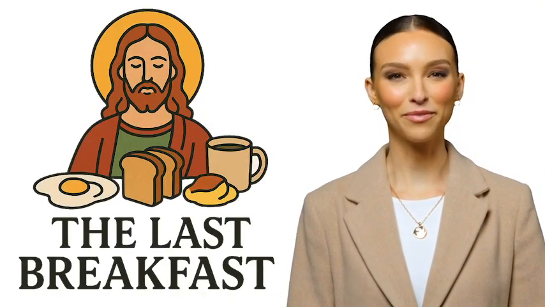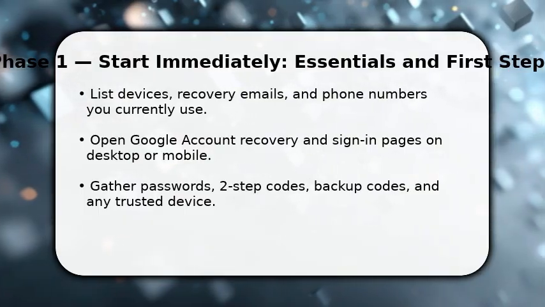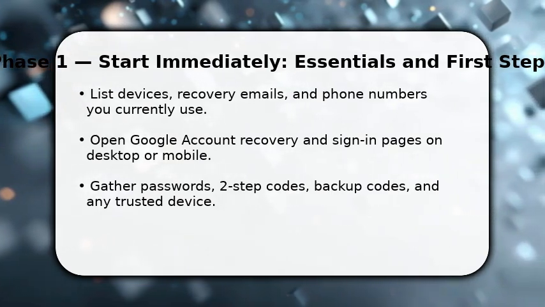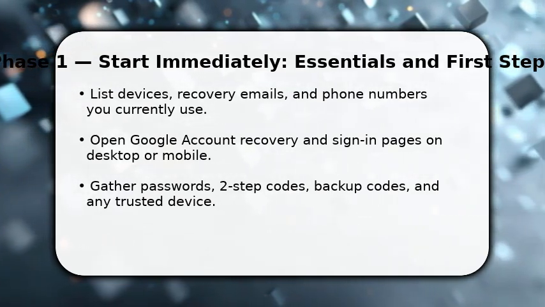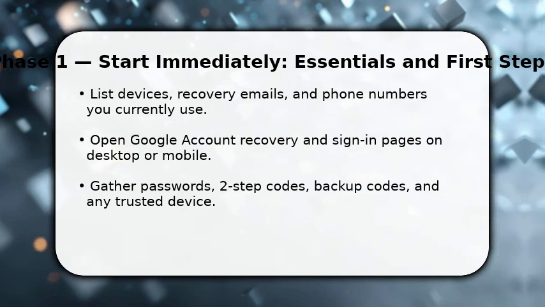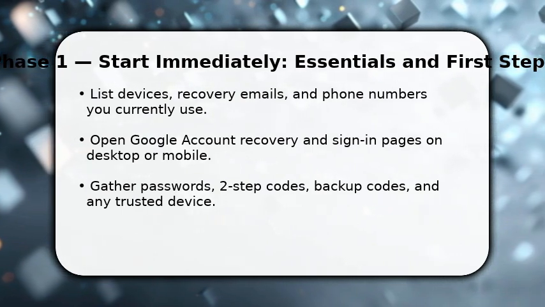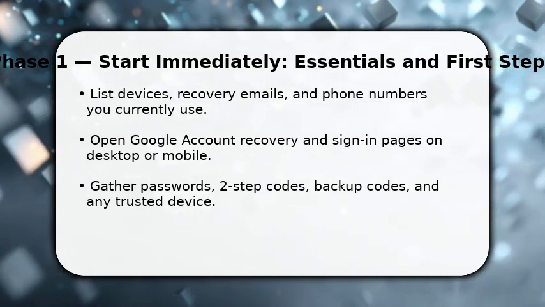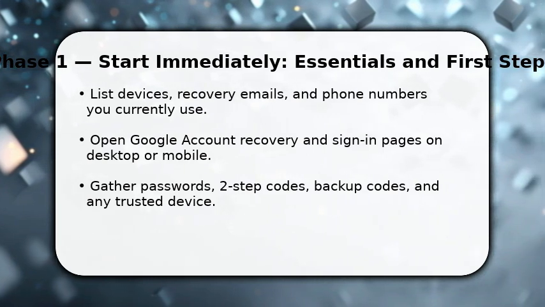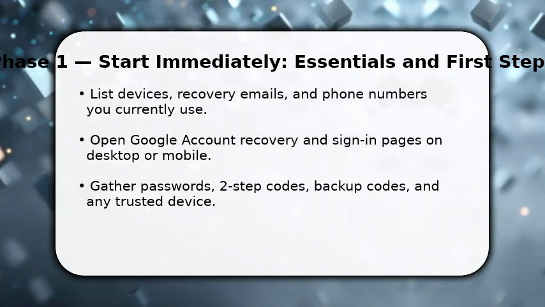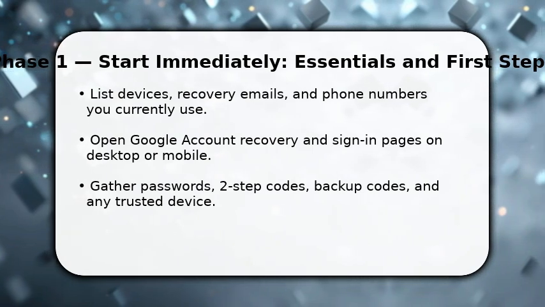You start by collecting the essentials: devices, recovery email addresses, and phone numbers. Once done, open Google account sign-in and recovery pages on a desktop or your phone so you can switch tabs quickly. You need passwords, two-step verification codes, or backup codes ready. This speeds up verification and prevents lockouts.